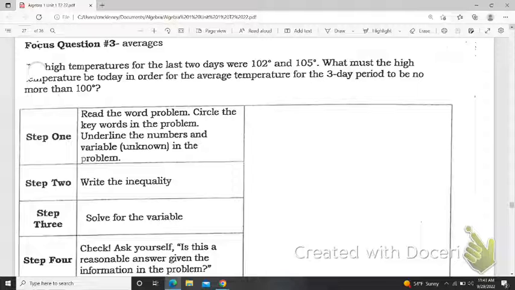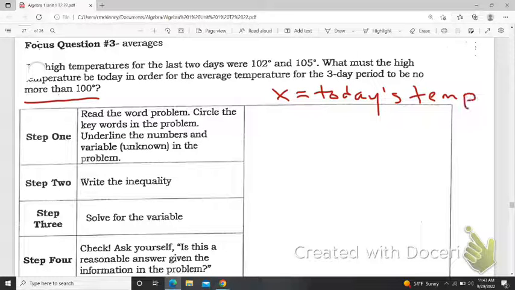So in this case, the question asks, and you guys who know me know that I like to find out what I am looking for. What must the high temperature be today in order for the 3-day average to be no more than 100? So X is today's temperature. That's what I'm going to call it. Today's high temperature, of course.